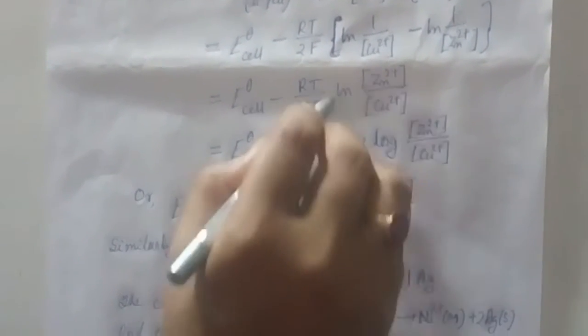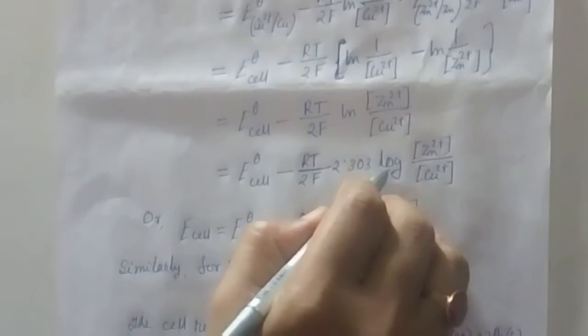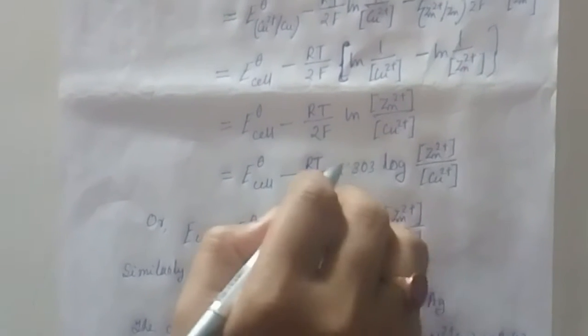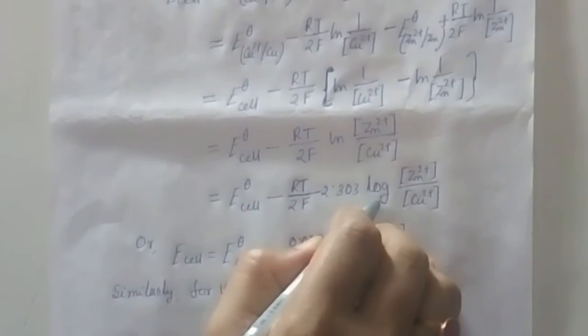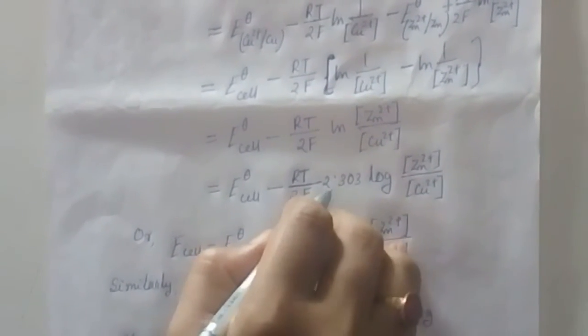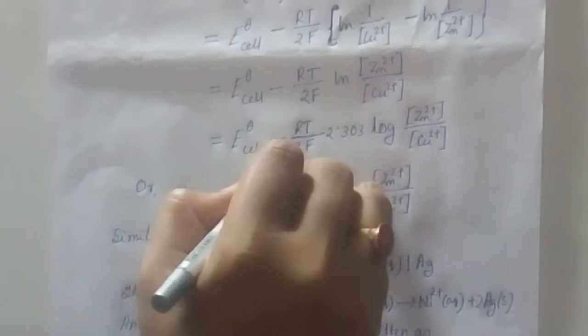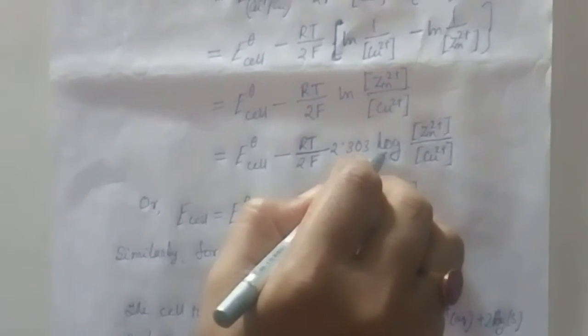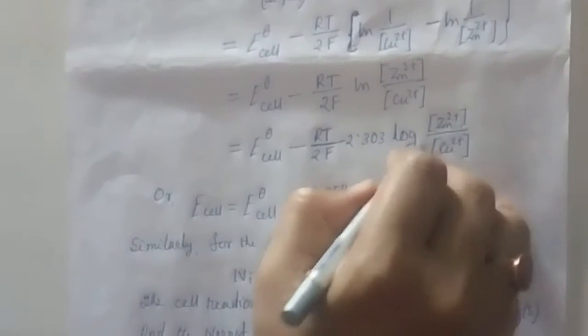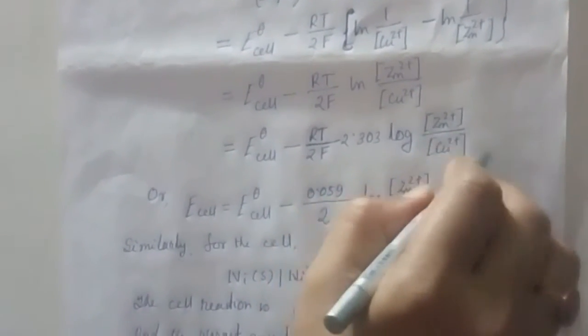if you convert to the log. ln is the natural logarithm, log means the 10 base logarithm. So then we have to multiply it by 2.303. So ln we can convert to the log, so we multiply by 2.303. That's why this RT by 2F ln we convert to 2.303 log of concentration of zinc 2 plus divided by concentration of copper 2 plus.